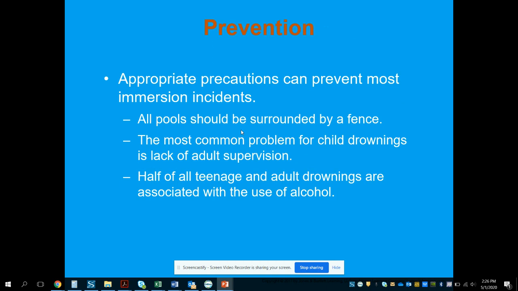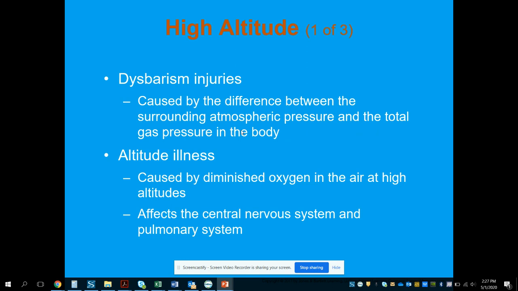As far as prevention, it is our job to try to educate the public on some appropriate precautions that could help prevent some of these. So pools should be surrounded by a fence. The most common problem for child drownings is simply a lack of adult supervision. And then half of all teenage and adult drownings are associated with the use of alcohol. So we want to discourage alcohol when around water, and also make sure that people are never swimming alone.